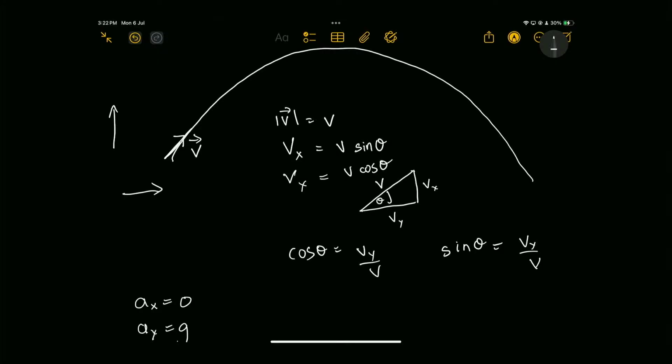Our body will continue in its state of rest or uniform motion in a straight line unless acted upon by an external force. Right. Yeah, so basically our body will continue in a state of rest or uniform straight line motion unless acted upon by an external force.